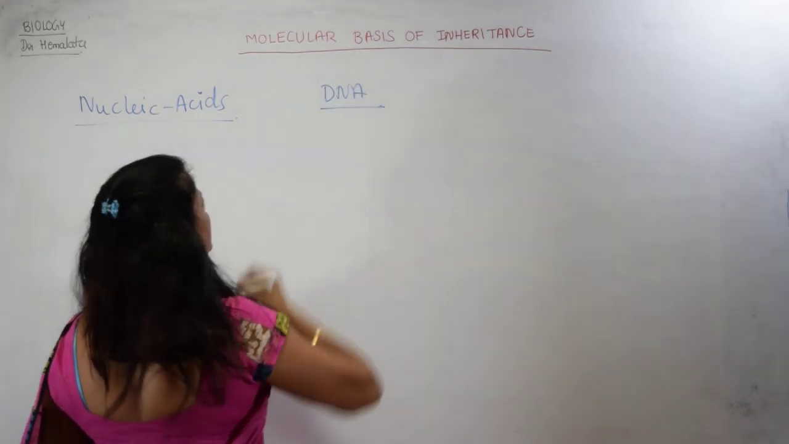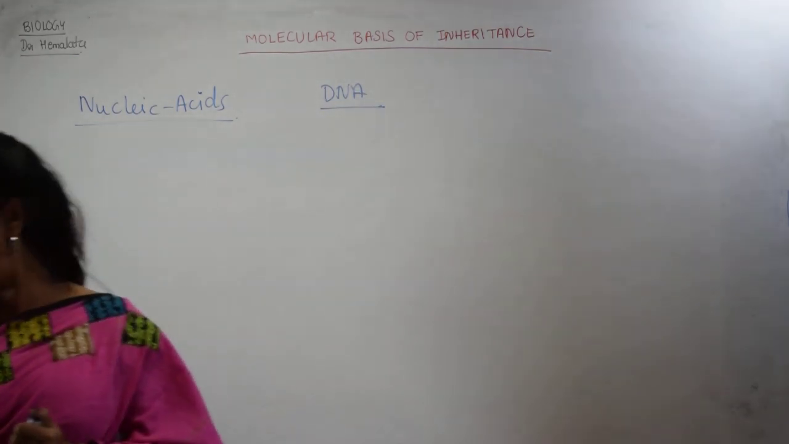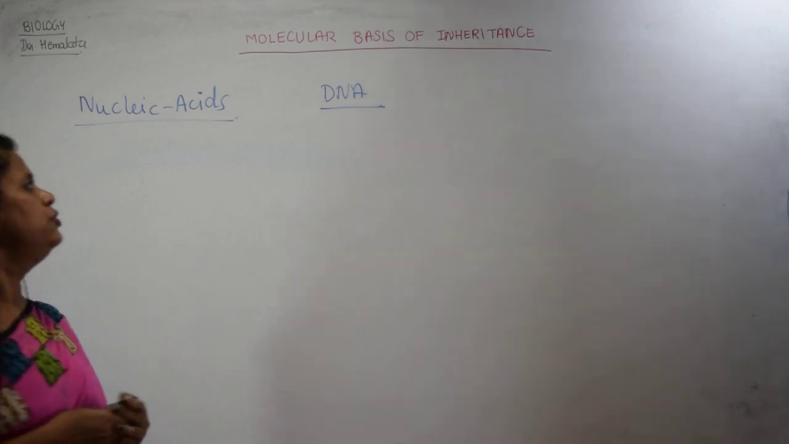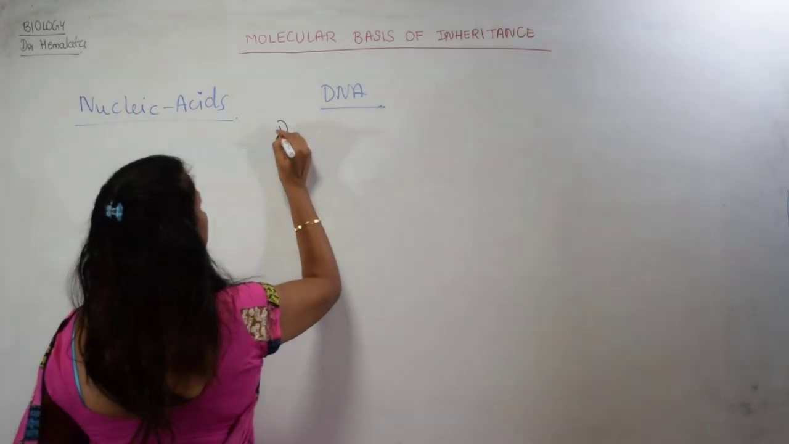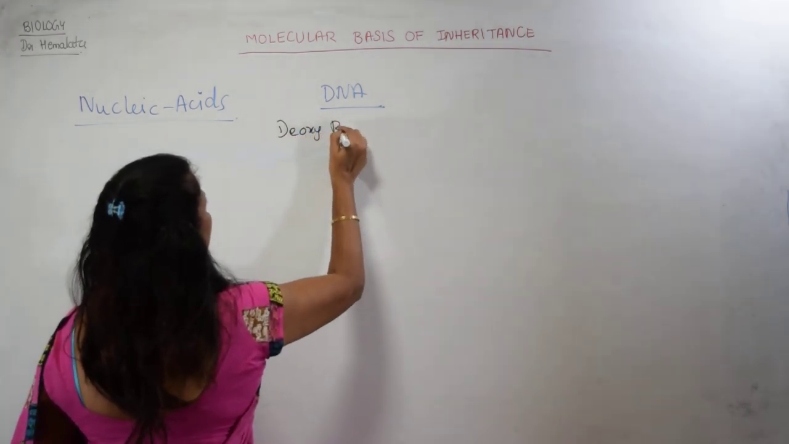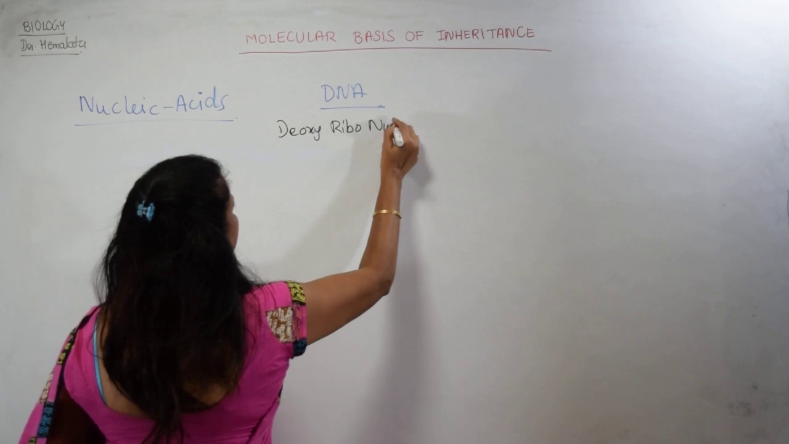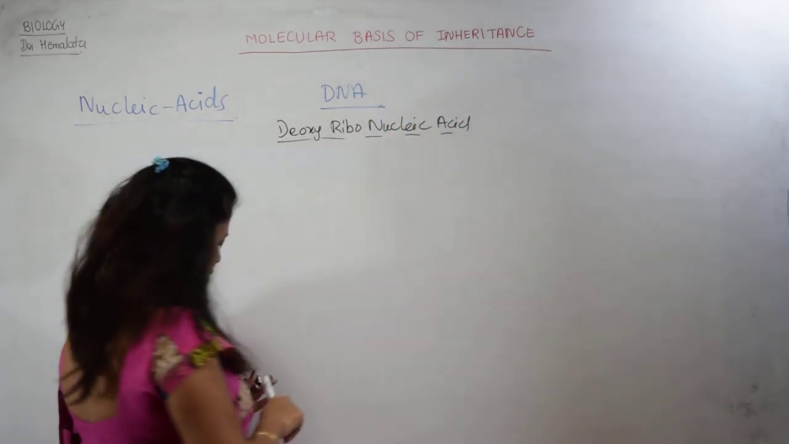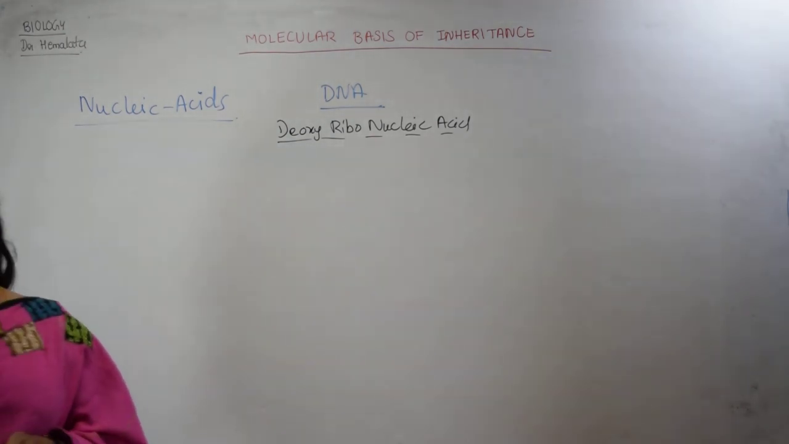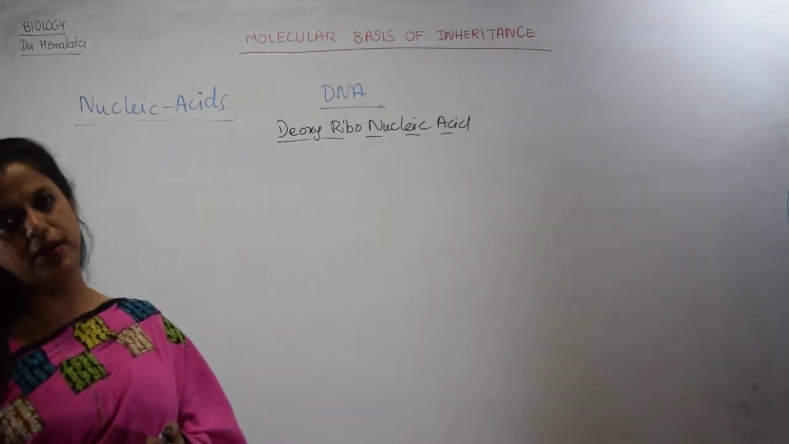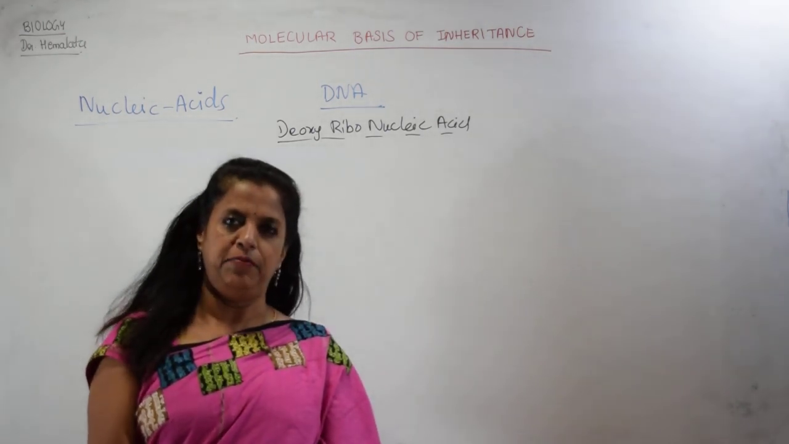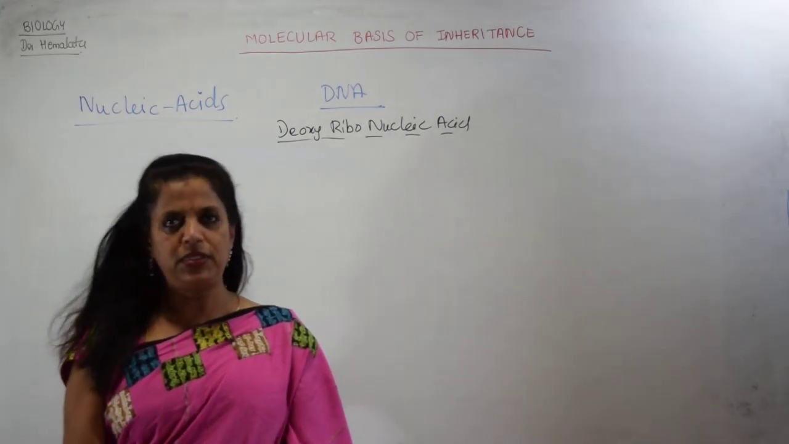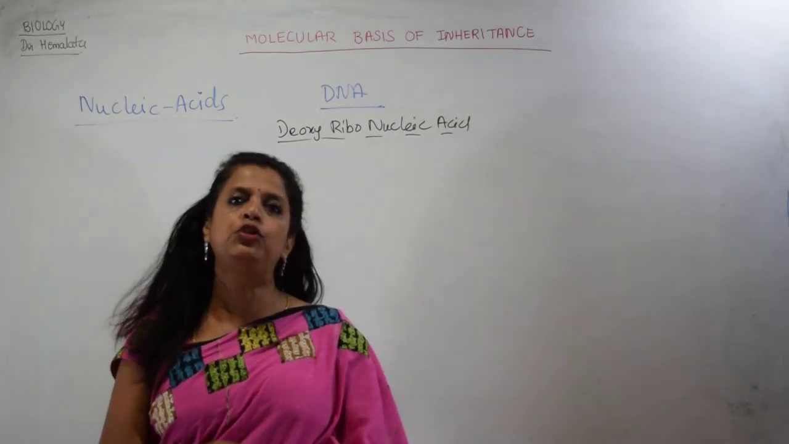So DNA in long form, we call it deoxyribonucleic acid. So DNA is otherwise called deoxyribonucleic acid. Okay, this is DNA. Now, what is the DNA? Where is it found? It is found in most of the higher organisms. This is the hereditary material, means we get our characters from parents to offsprings. We get it from our parents through DNA.